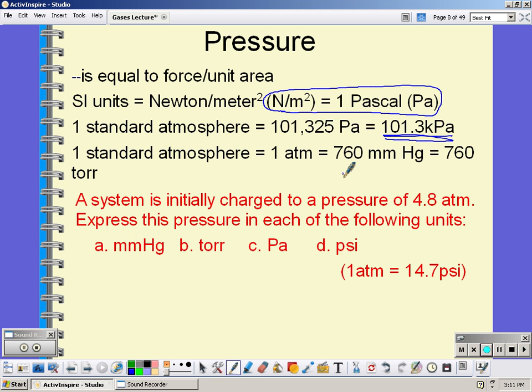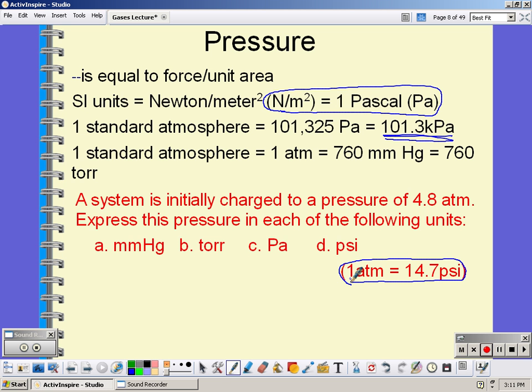In the United States, we use another unit for pressure, which is PSI, pounds per square inch. And down here is a conversion. Now, in Chem 1, we don't need to know this conversion. In AP, you do need to know this conversion. So make sure you have that one memorized.